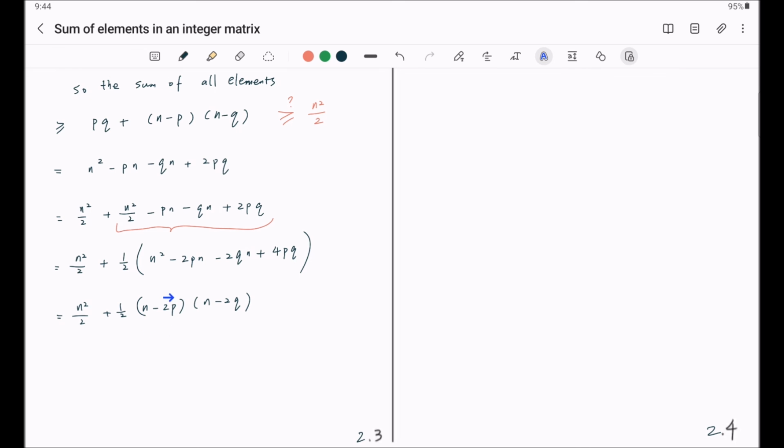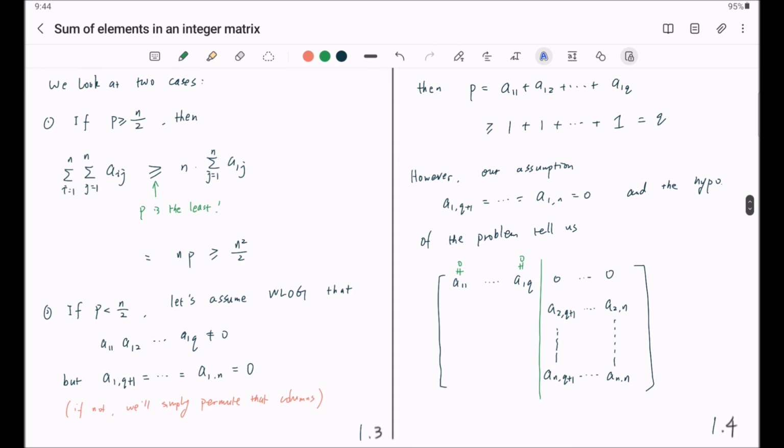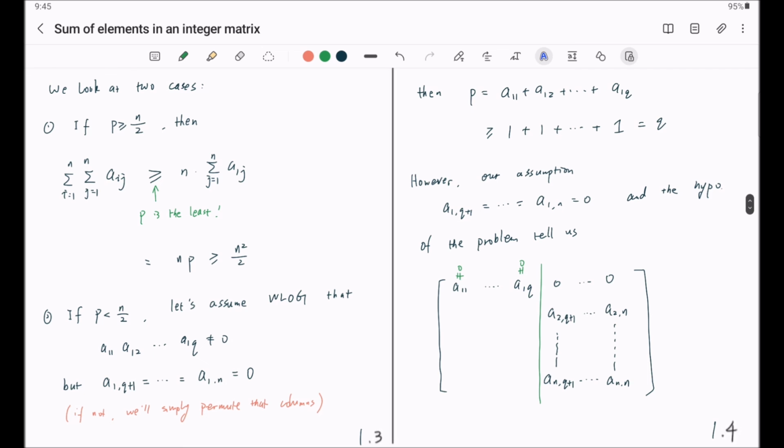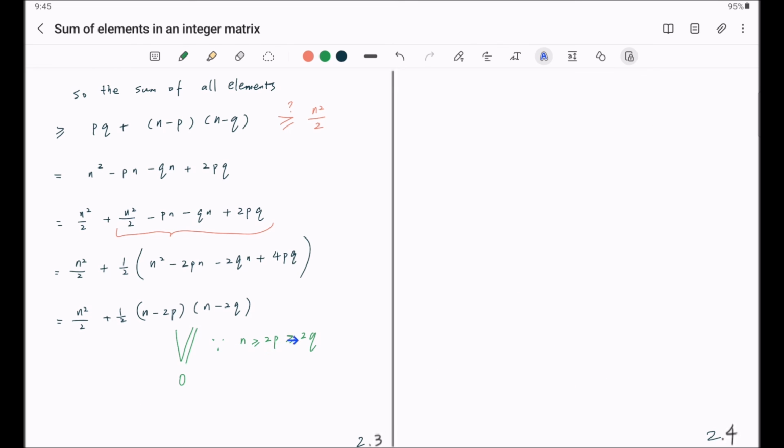Now it suffices to show that this guy is greater or equal to 0. Why is that so? This part is greater or equal to 0 because n is greater or equal to 2p and p is greater or equal to q. n is greater or equal to 2p because this is our assumption in case number 2. And by our assumption, we also got p greater or equal to q. So n greater or equal to 2p greater or equal to 2q.